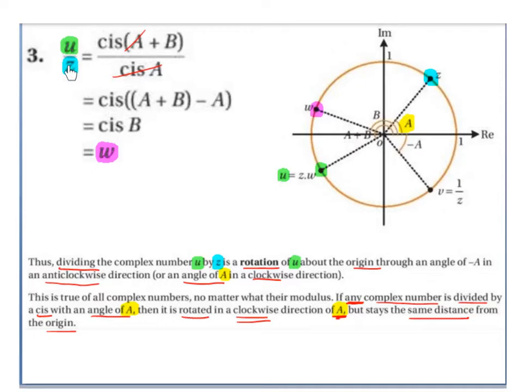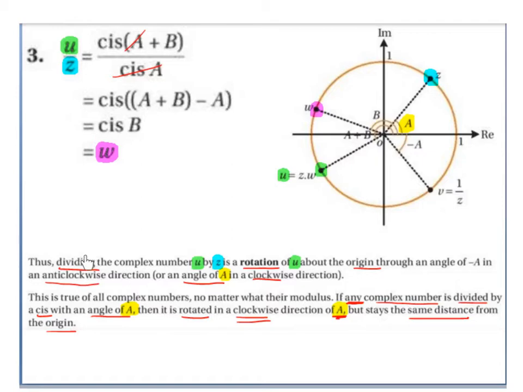U divided by Z is going to be CiS(A plus B) divided by CiS A. So we worked out already that U is CiS(A plus B) and that Z is CiS A. So we get CiS(A plus B) divided by CiS A, which will give CiS(A plus B minus A), because to divide two CiS's we subtract the angles. And A minus A will cancel, leaving us with the B. So we get CiS B, which is W. So U divided by Z gives us W.